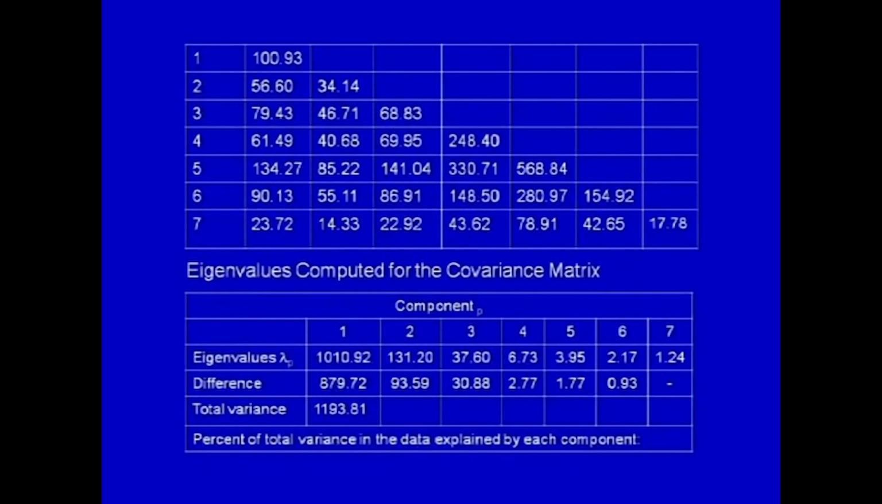So, the first matrix shows the covariance matrix, and from this the eigenvalues have been computed. What we find is that the eigenvalue of the first component is 1010, whereas the second one is only 131, the third one is 37, the fourth one is 6.73, the fifth one is 3.95, the sixth one is 2.17 and the seventh one is 1.24.